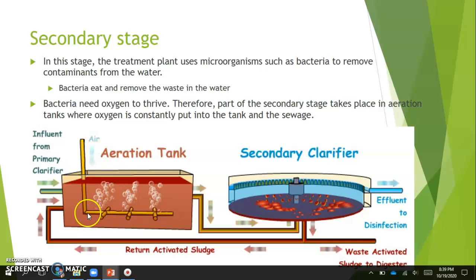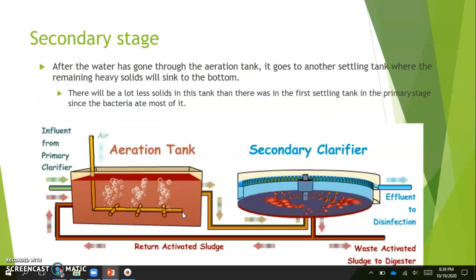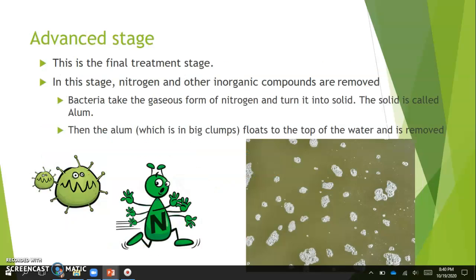And then here's the little aeration tank, and you have these little pipes that will funnel oxygen into the tank and provide it for the bacteria who need it to do their job. So after the aeration tank, the water will move on and it will go to another settling tank where the remaining heavy solids will sink to the bottom. So here, any other solids that remain will again be able to settle and come out of the water. So there'll be a lot less in this tank because the first settling tank in the primary stage took care of a lot of it, but also the bacteria have been breaking down waste as well.